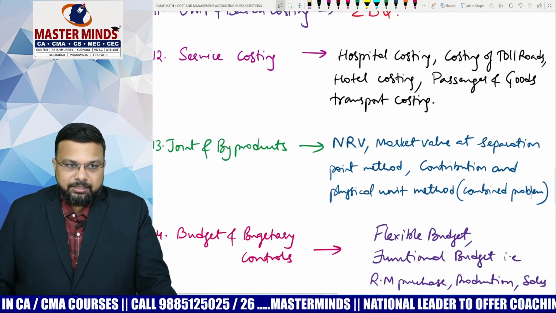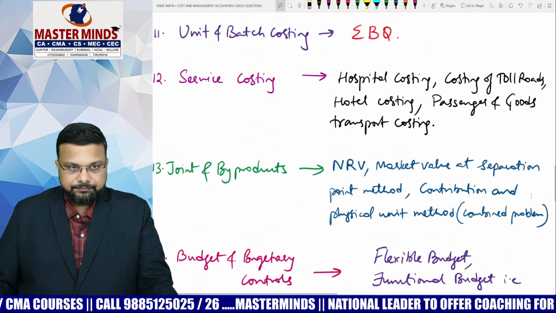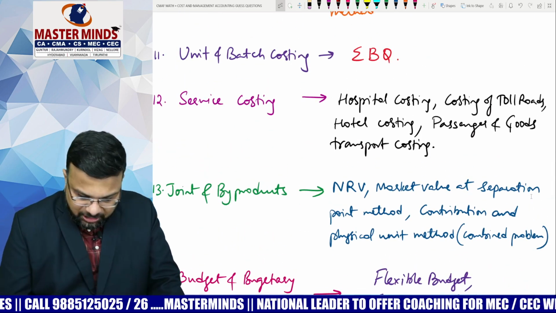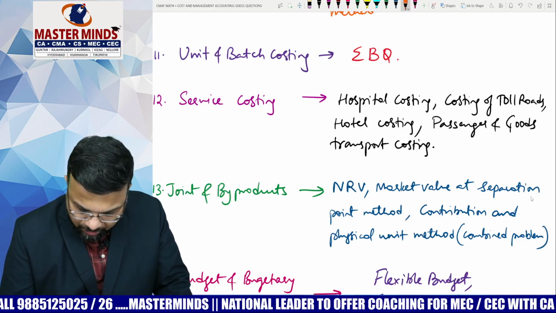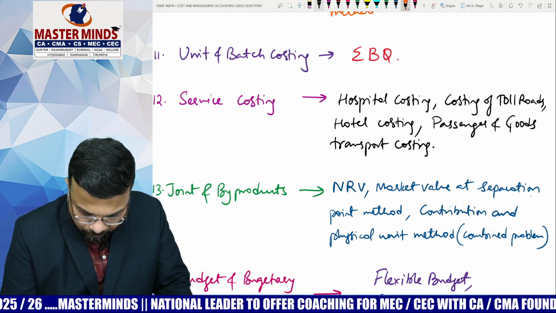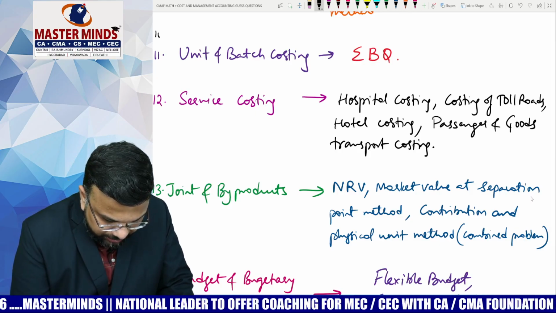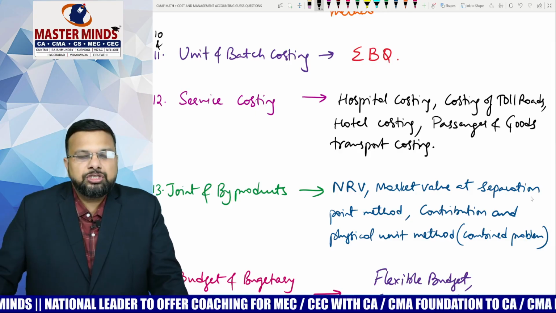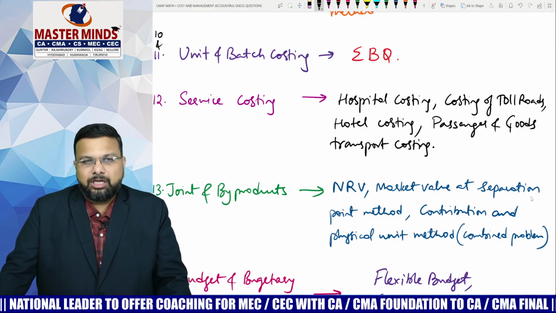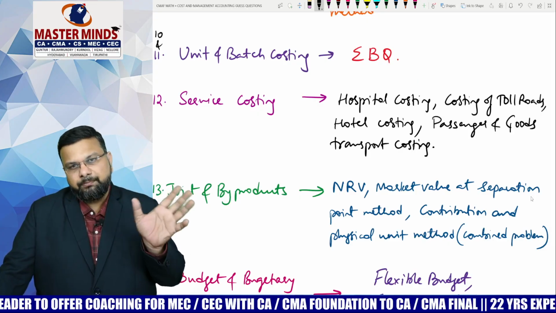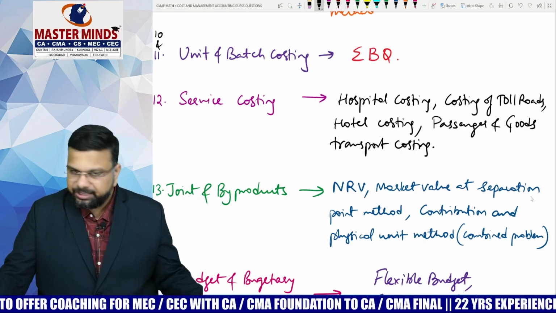Next chapter, my dear. Okay, it's unit and batch costing. So basically these are 2 different chapters. So what I have done is that I have clubbed it into a single chapter. Okay, so it is 10 and 11. When it comes to unit costing, it's a basic chapter, almost similar to job costing. When it comes to batch costing, focus on EBQ, economic batch quantity.